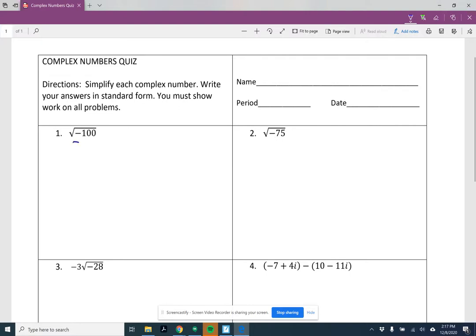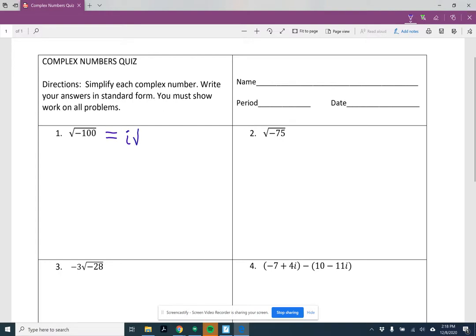Notice we have the square root of a negative. See that negative under the radical? That would mean that it is not a real number. If you plug the square root of negative 100 into most calculators, it will give you an error message because it is not a real number. And a lot of calculators won't work with numbers that are not real. So first thing we're going to do, we're going to rewrite this as i times the square root of 100.